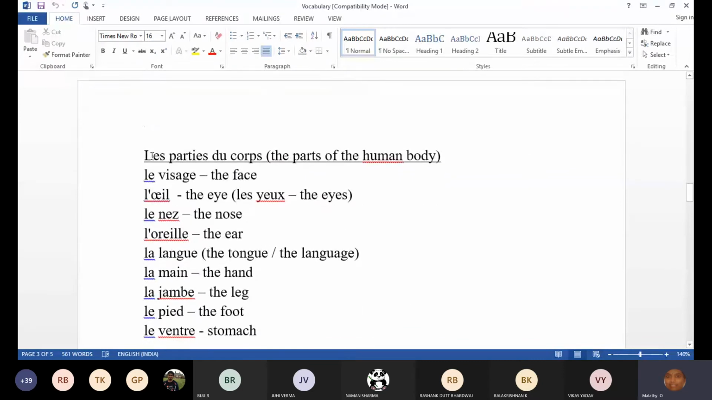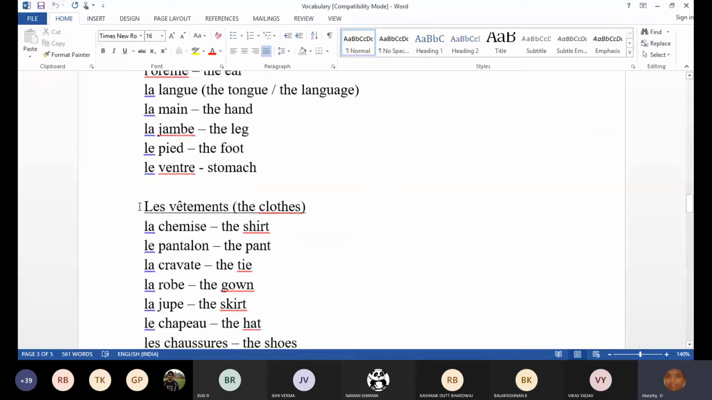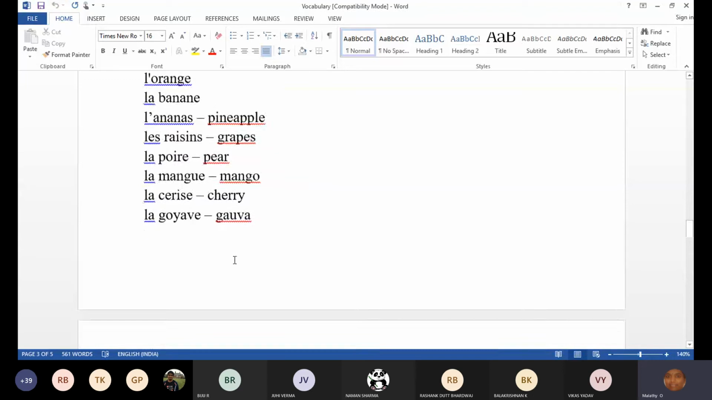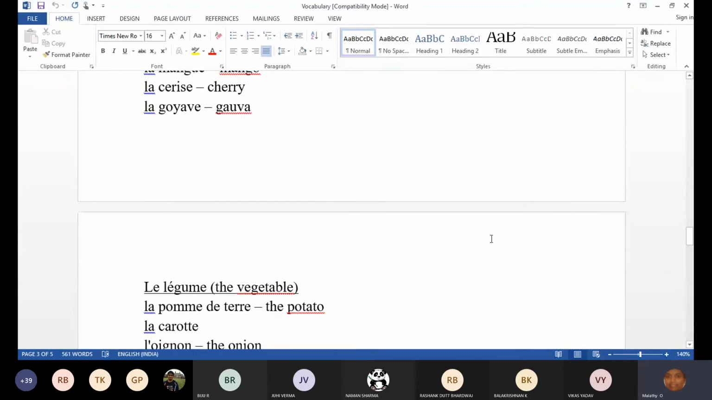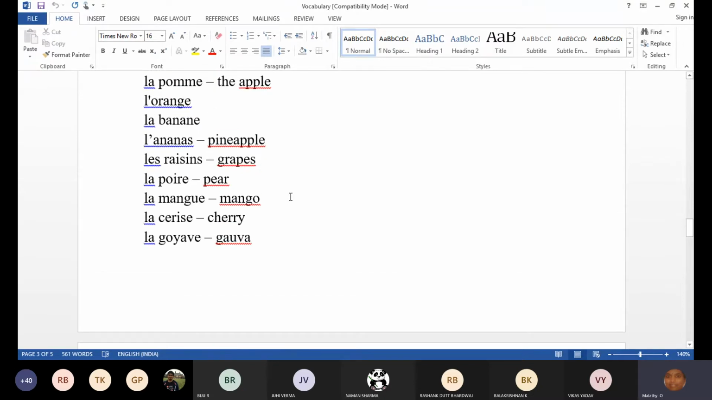And then you have les parties du corps, les vêtements, les fruits, and les légumes. Now these are just a few subheadings with a few words, basic words that you should remember. So I'll be uploading this in Meetup, so I just want you to write it down in your notes and learn the spellings and the meanings.